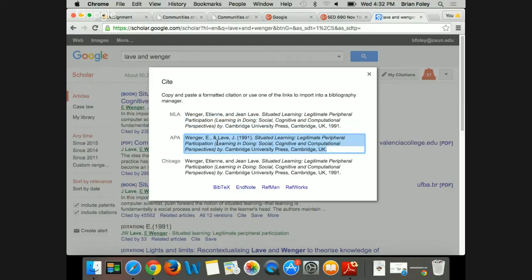Exactly. And so you click on APA and you do copy and you go to your paper and you do paste. It's like, boom. I love that, my favorite thing.